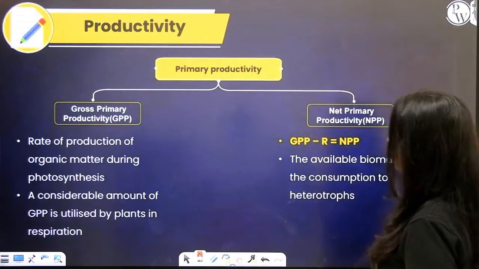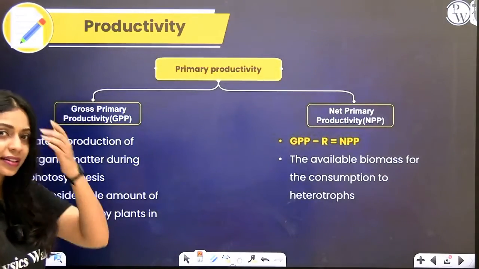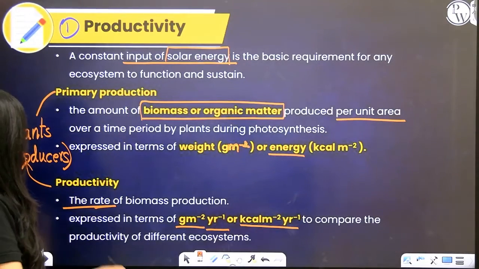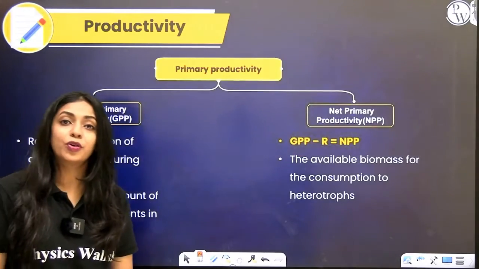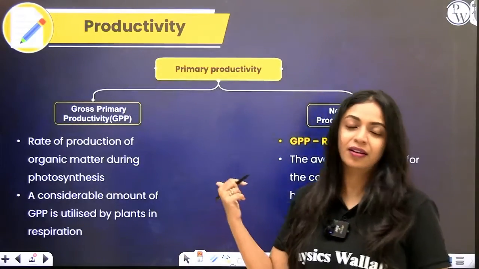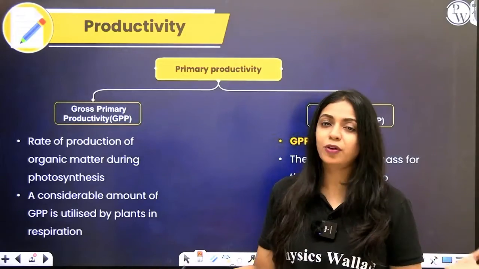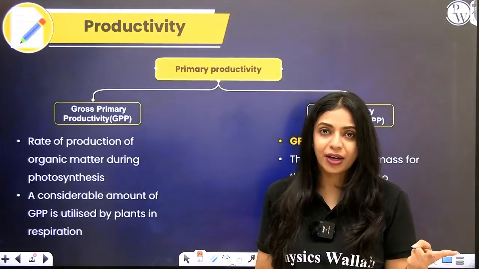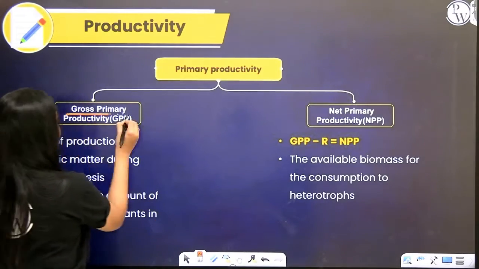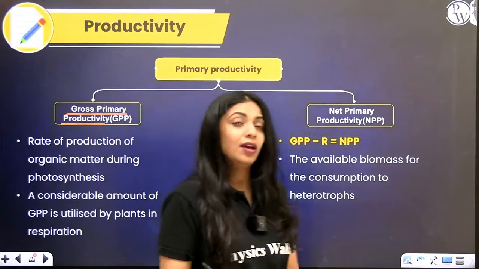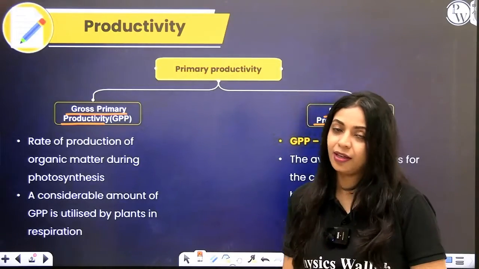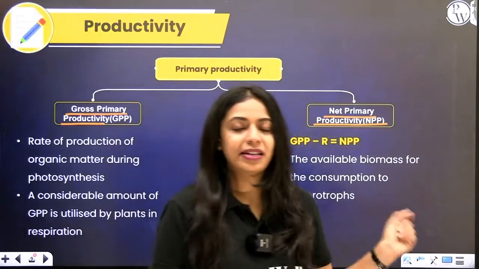What is primary productivity? Primary productivity is the rate at which primary production is happening. At what rate biomass is being produced by plants. Whenever we use primary, it's with respect to producers. Whenever we use secondary in productivity, that is with respect to consumers. So primary productivity can be measured in two ways. One is gross primary productivity, abbreviated as GPP, and the other is net primary productivity, abbreviated as NPP. So what's the difference between gross primary productivity and net primary productivity?